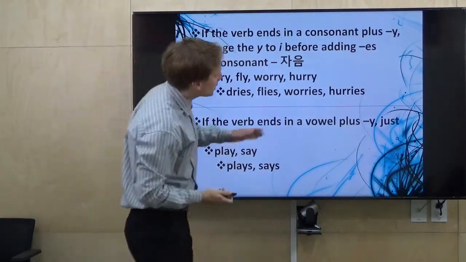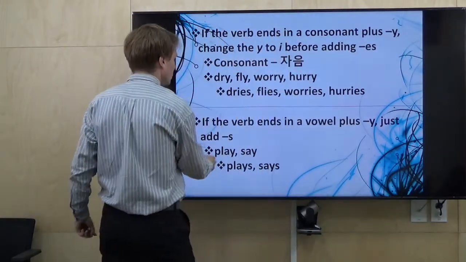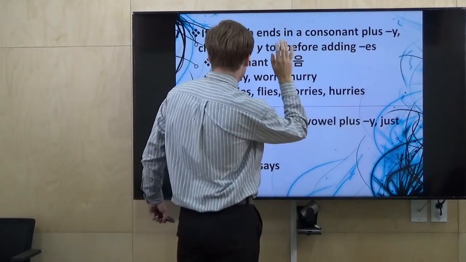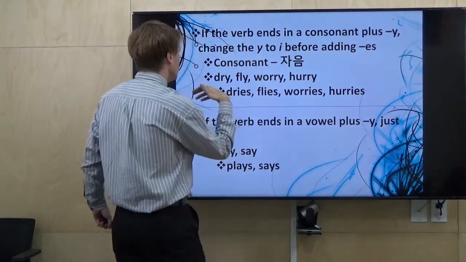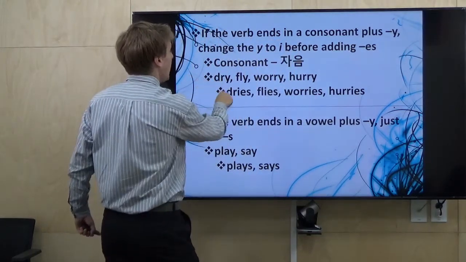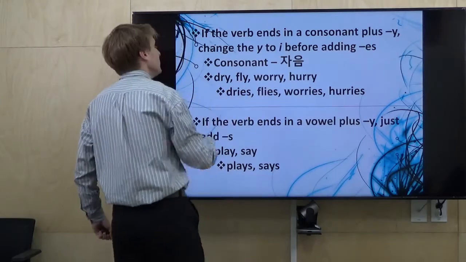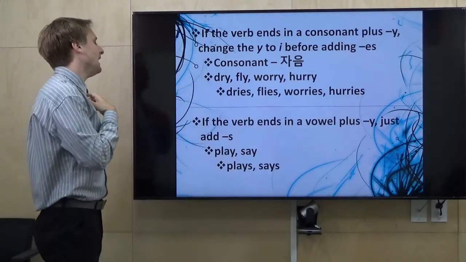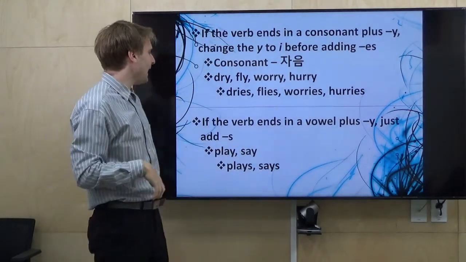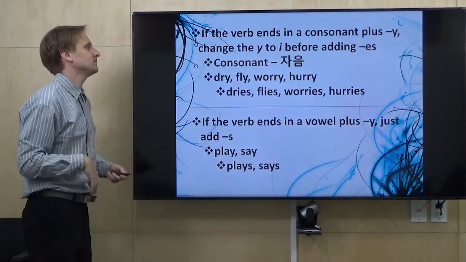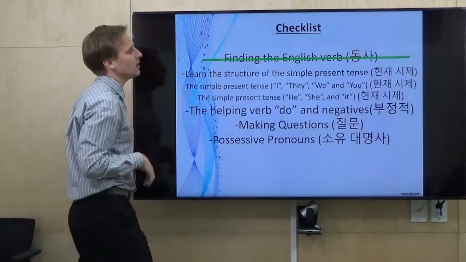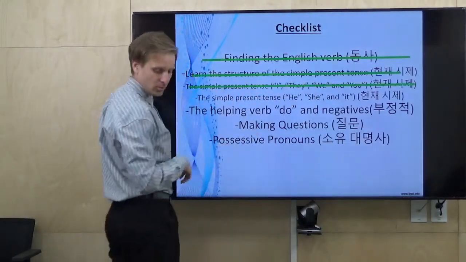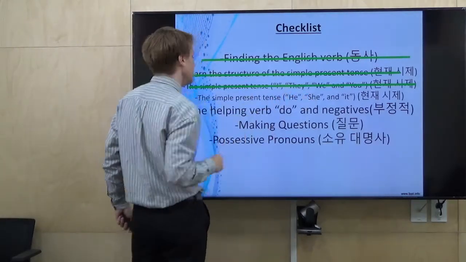The verb ends in a consonant and Y. For example, we could have dry or fly or worry or hurry. We add ES. Dries, flies, worries, hurries. And if the verb ends in a vowel plus Y, like play, we simply add the S. Plays. Okay? So we find the English verb, simple present tense, using it with I, they, we, and you, using it with he, she, and it.